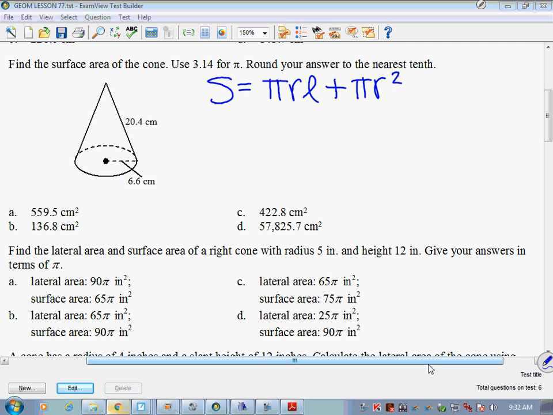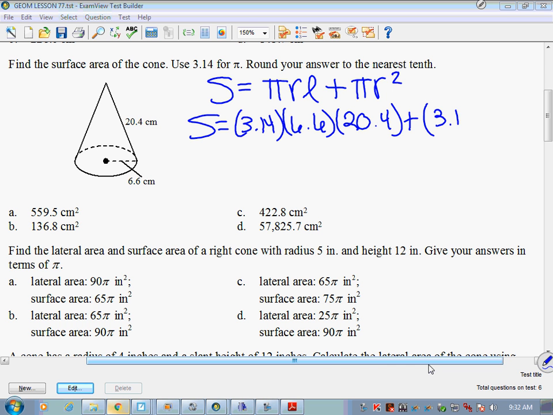So you have that formula to work with, because next time I might ask you again. Pi R L plus pi R squared. We want to find the surface area. We're going to use 3.14. So we got 3.14. What's my radius here? 6.6. What's my slant height? 20.4 plus what? 3.14 times 6.6 squared. Okay, I'm going to put it in there so I don't end up squaring a whole bunch more stuff. All right, so you calculator people, let's get to it.